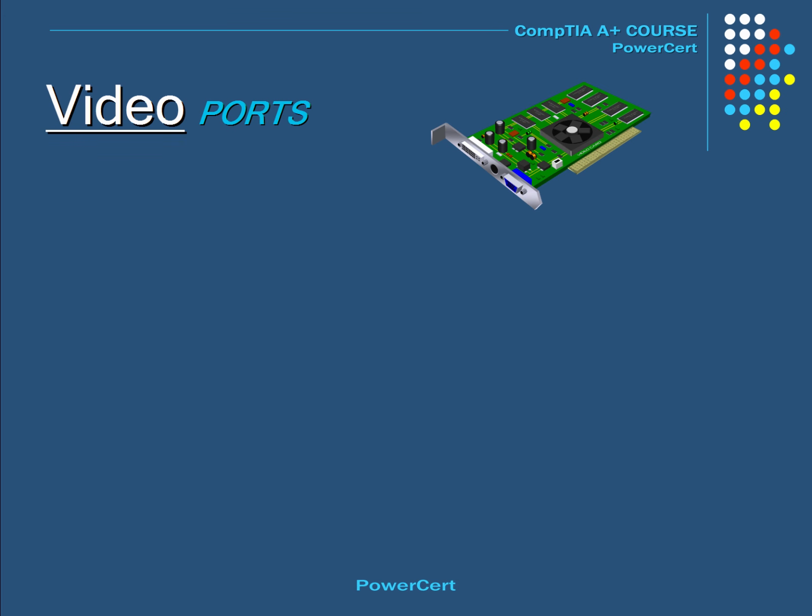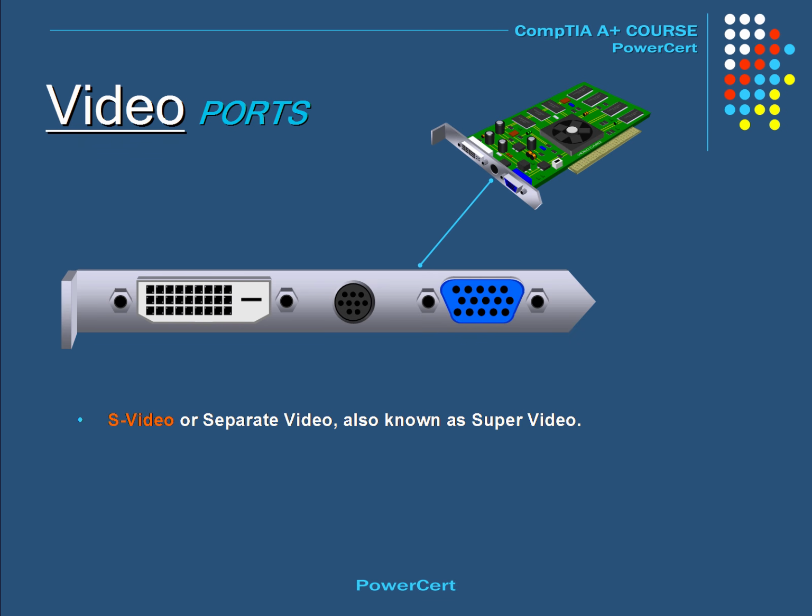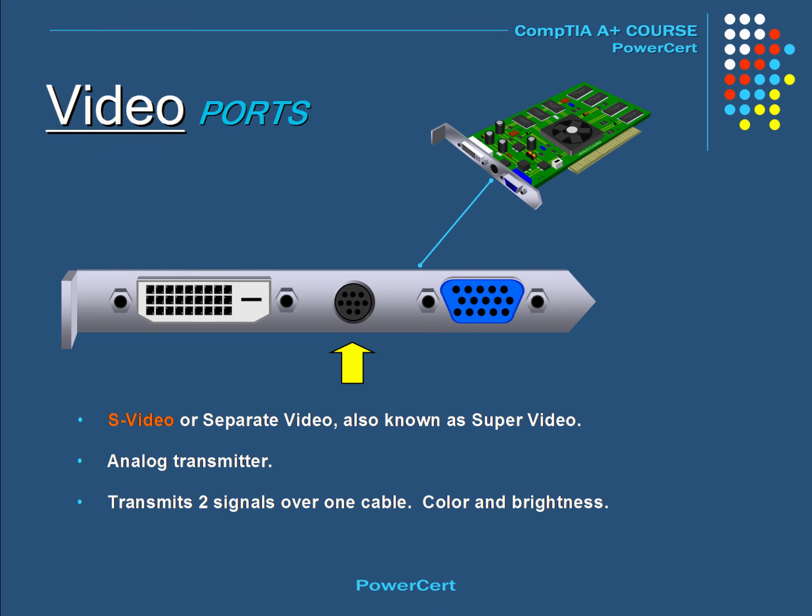There are several different types of video ports that are used today. One port is called S-video, or separate video, also known as super video. S-video is an analog transmitter. It transmits two signals over one cable. One signal is for color, and the other signal is for brightness. The S-video port is round and is usually a black color.